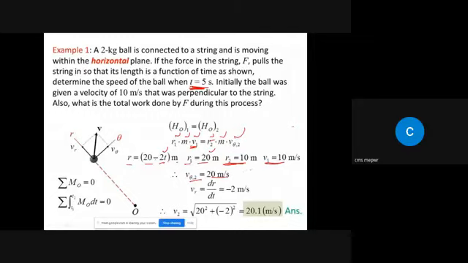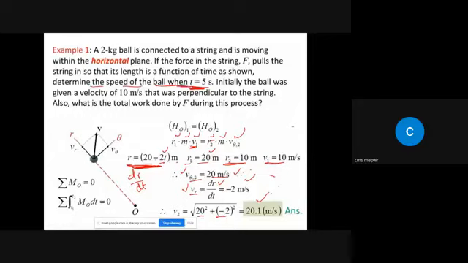We can also find the radial component, which is the time derivative of r. So dr by dt gives us vr. Since we have the r equation, if you take dr by dt, you get the vr component, which is equal to minus 2 meters per second. Now that we have v theta 2 and vr, we put them in the equation and get the final speed of the ball when t is equal to 5 seconds.